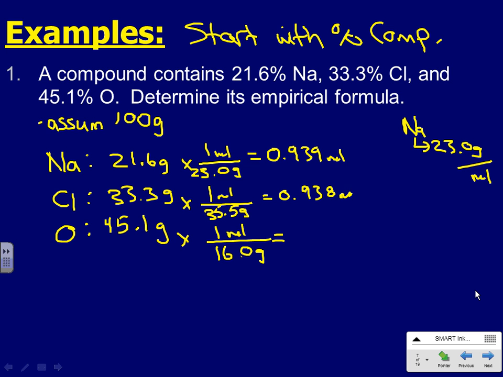938 moles. And? 2.82. 2.82 moles. And we said that the purpose of finding the empirical formula was to determine the moles, and we've done it. That means the formula of this is Na 0.939, Cl 0.938, and O 2.82. There's the formula right there.